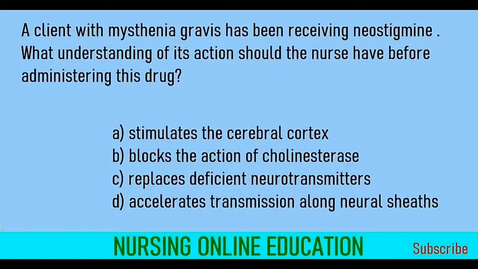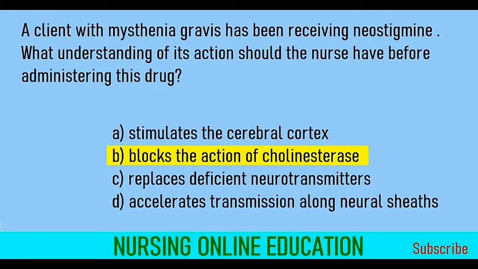A client with myasthenia gravis has been receiving neostigmine. What understanding of its action should the nurse have before administering this drug? Options: stimulates the cerebral cortex, blocks the action of cholinesterase, replaces deficient neurotransmitters, accelerates transmission along the neural sheath. Answer: blocks the action of cholinesterase.